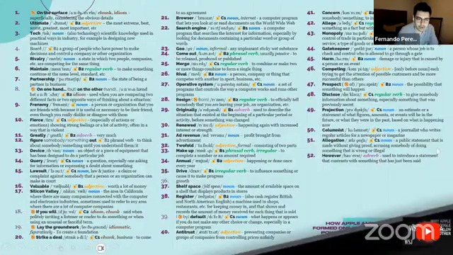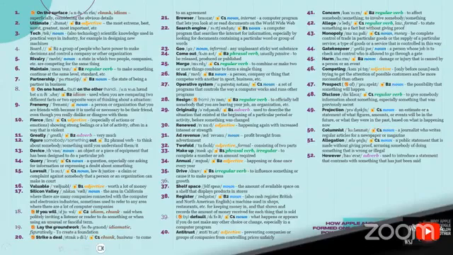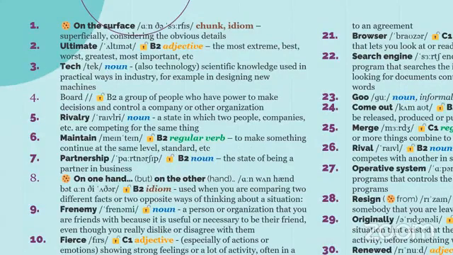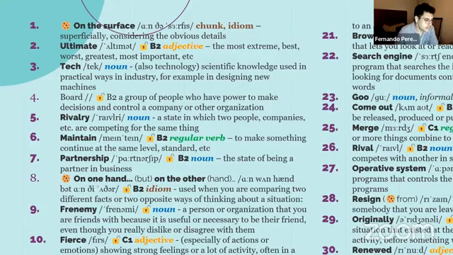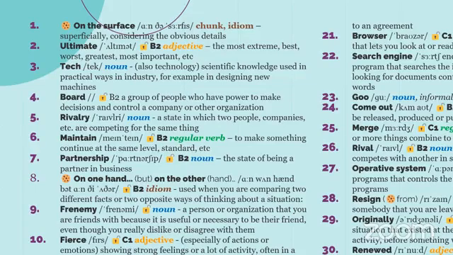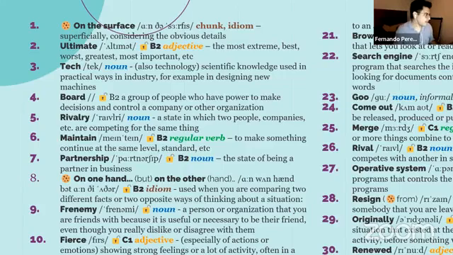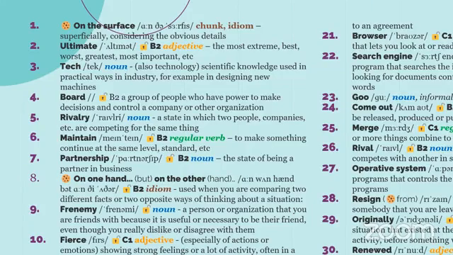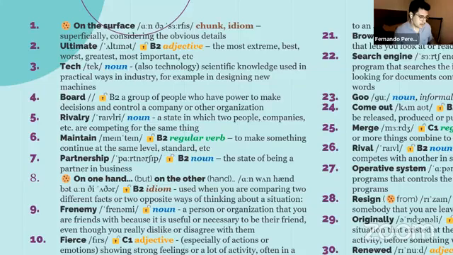Let me check if the word board is over here. Yes, it is over here. It's number 4. Board, yes. A group of people who have a power to make decisions and control a company or other organization. Do you understand what is board? Yes, maybe with the other word, not really, but the meaning, yes. What other word? What do you mean? How do you say synonym? Synonym, yes.